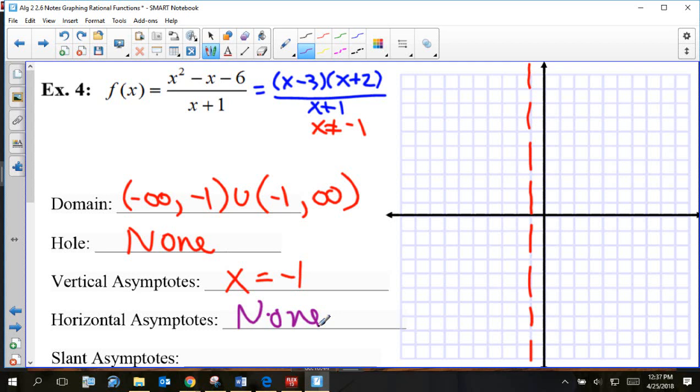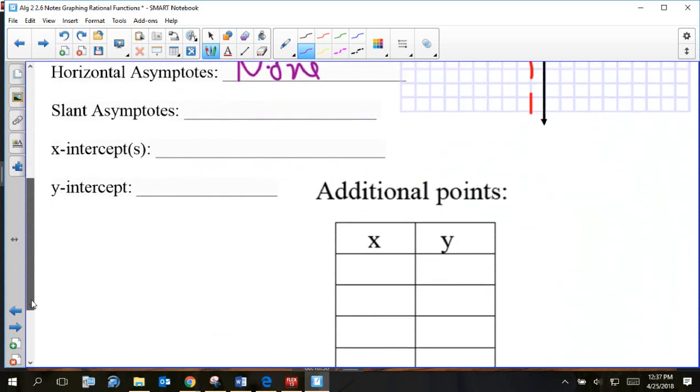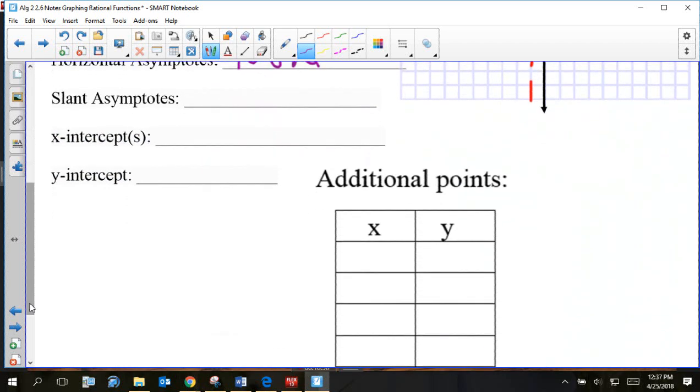The next thing we need to check is if we have any slant asymptotes. If there's no horizontal, there might be a slant. So is the degree on top 1 more than the degree on the bottom? Yeah. So we do have a slant. We have to find it. We do that by division. Since it's x plus 1, you could use synthetic. I'm using long division. It is not much work either way.